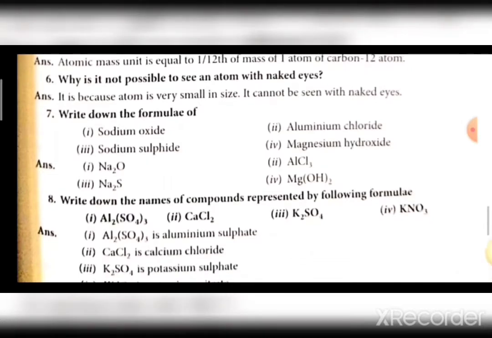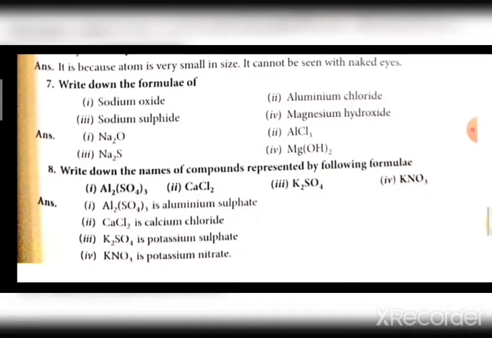Why is it not possible to see an atom with naked eyes? It is because atom is very small in size, so it cannot be seen with the help of naked eyes, but we can observe the atoms with the help of powerful microscopes. Seventh question is, write down the formula of sodium oxide. It is Na2O, because Na valency 1, oxygen valency 2. So we will crisscross and the formula will be Na2O.